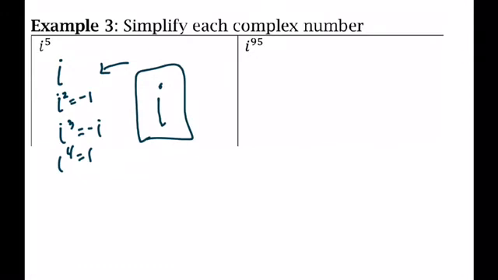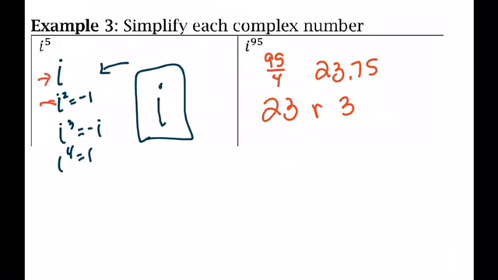For the next one, i to the 95th power. Because this goes in cycles of 4, I'm going to first think, what is 95 divided by 4? Since that's 23.75, that means it's 23 with a remainder of 3. So I'm going to go 23 whole cycles and then 1, 2, 3. So my answer is negative i.